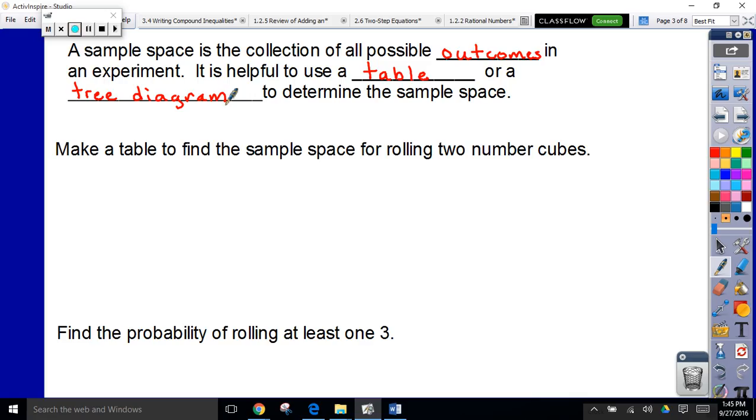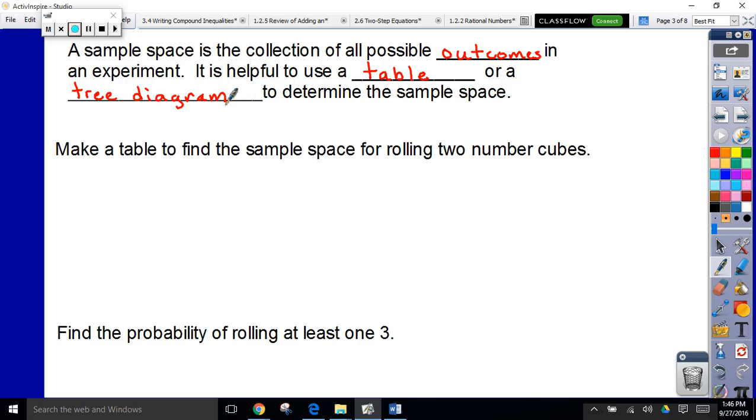For example, if we're finding the sample space for rolling 2 number cubes, there's lots of possibilities here because we have 6 numbers we can roll on one cube plus the 6 numbers we can roll on the other cube. So we could roll a 1 and a 1, or a 1 and a 2. We could roll a 3 and a 6. There's a lot of possibilities. So to make sure we get them all, we use a table.